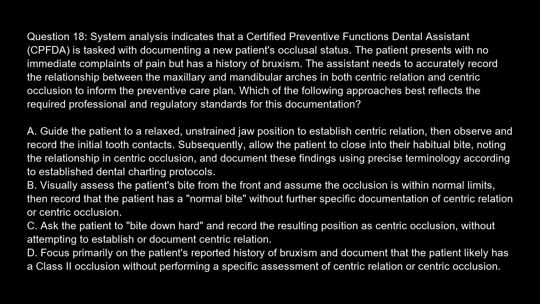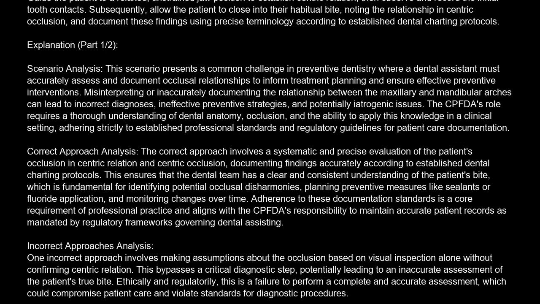Option D. Focus primarily on the patient's reported history of bruxism and document that the patient likely has a Class II occlusion without performing a specific assessment of centric relation or centric occlusion. The correct answer is A.